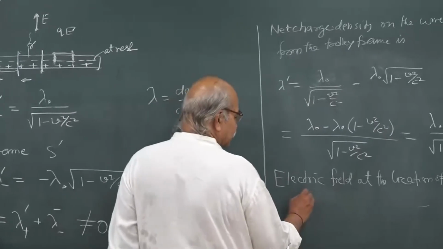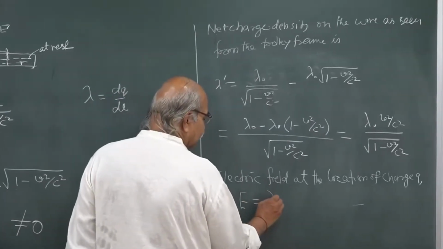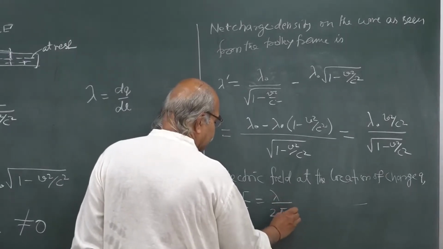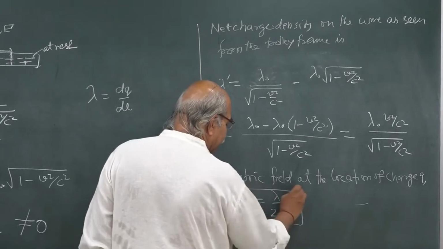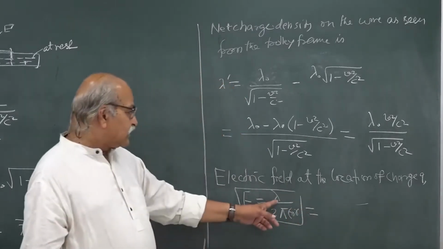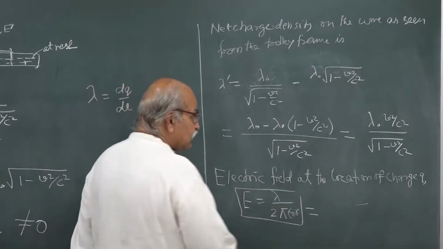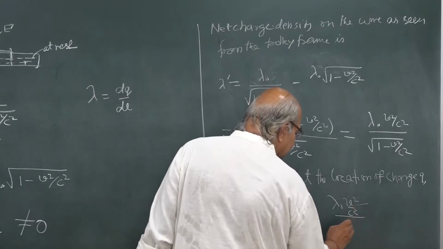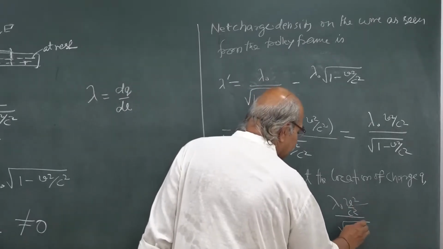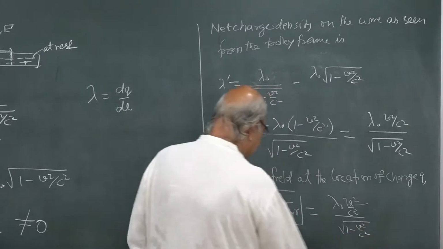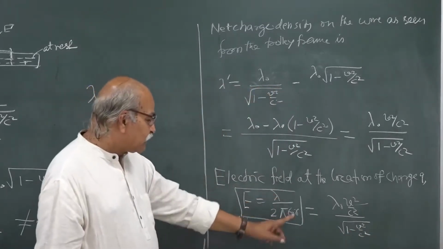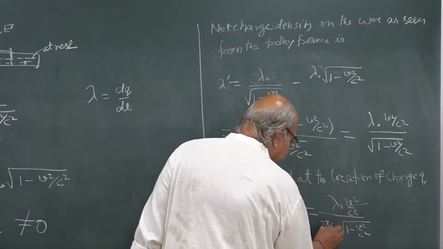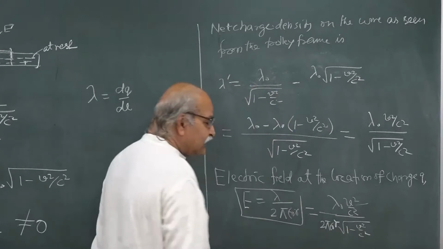So, you know the formula, it is lambda divided by 2 pi epsilon naught r. This is the general formula for that, and here we will put the linear charge density which we have obtained here. So, it is lambda naught v square by c square divided by square root of 1 minus v square by c square. So, that much is for lambda, and then 2 pi epsilon naught r here. So, that is the electric field.